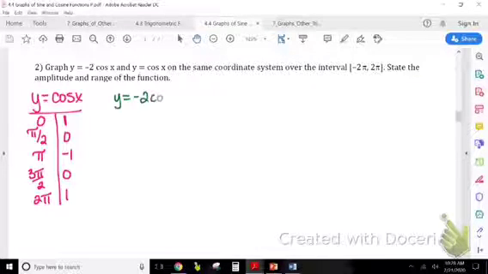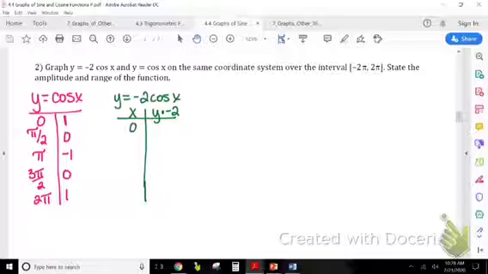All right, y equals -2 cosine of x. Is there anything there that would affect my x? Oh, no, nothing's with the x. What about my y's? Yeah, multiplying by -2. So our x's are going to stay the same, and our y's are times -2.